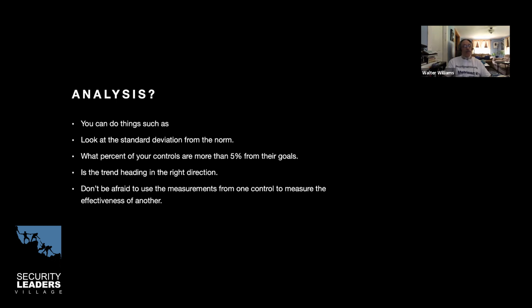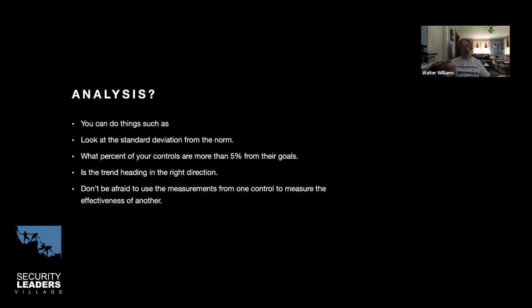Analysis. Things that you can do to look at the data and not just measure raw numbers. Look at the standard deviation from the norm. That's going to tell you something often more important than what the norm is. How much things vary from that norm is a very good measurement of whether or not it's being effective. Look at the percentage of your controls that are more than a percentage from their goals. Again, a very, very useful way of looking at the delta between reality and the ideal.